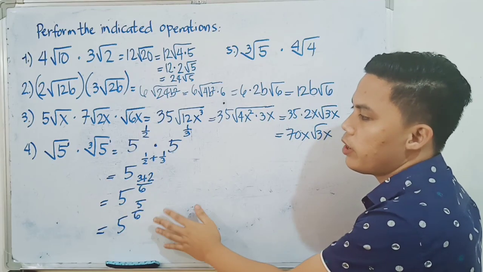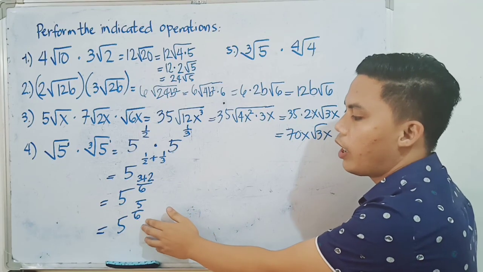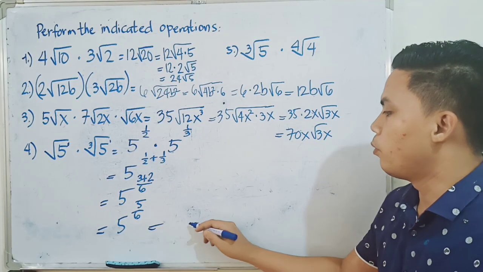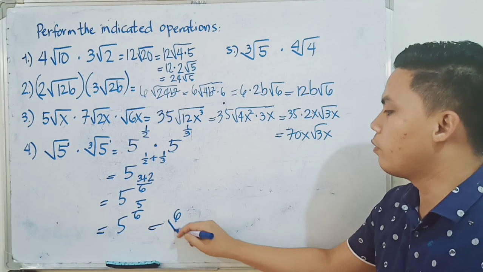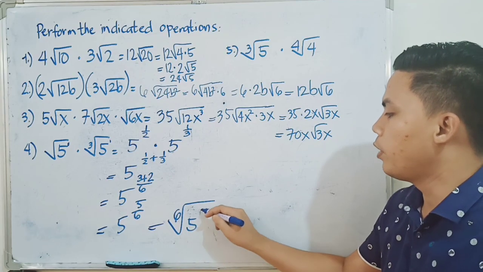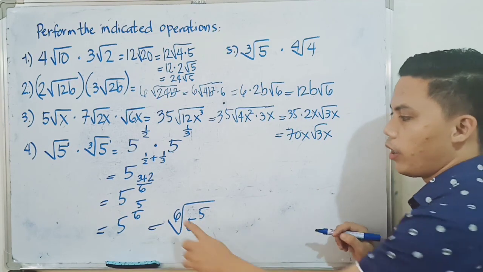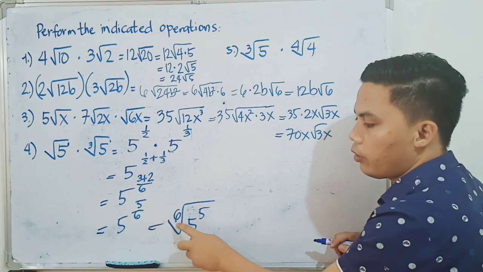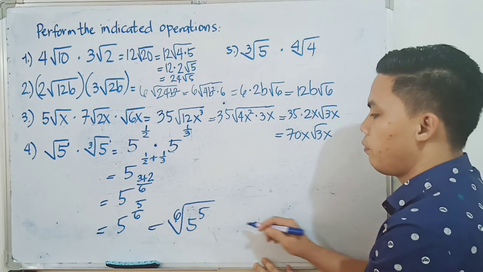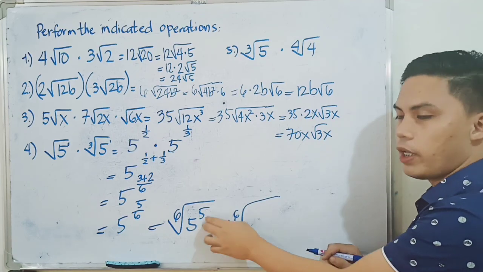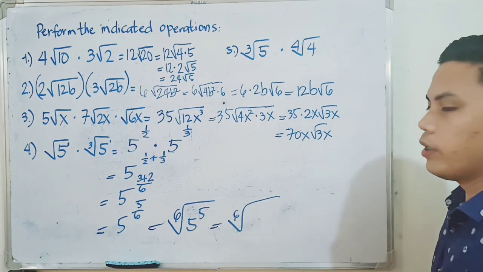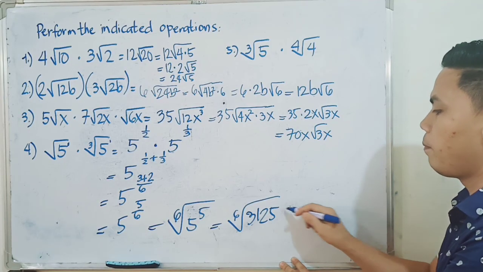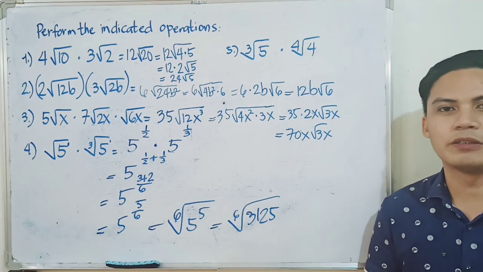Now, this is not yet the final answer. Kailangan pa natin siyang ibalik dun sa radical expression. So we will have the 6th root of 5 raised to 5. Again, yung numerator is yung exponent ng radical at yung denominator naman is yung index. And finally, simplify natin yung 5 raised to 5. So 5 raised to 5, that would be equal to 3,125. And this would be our final answer.